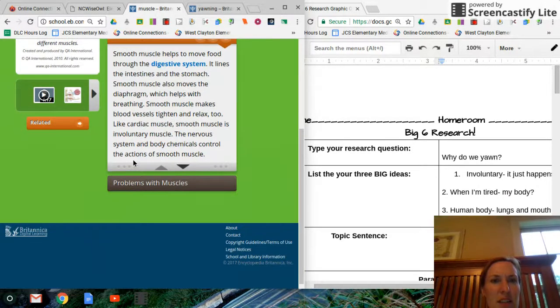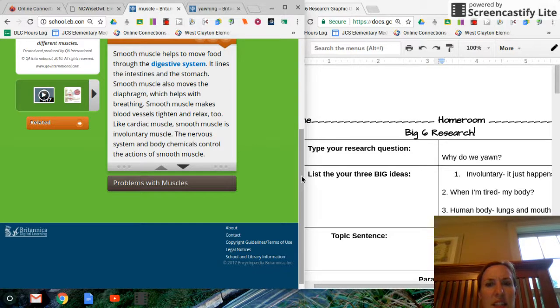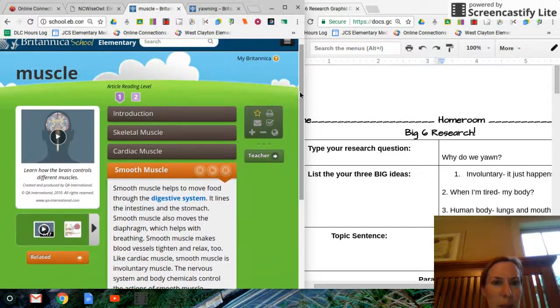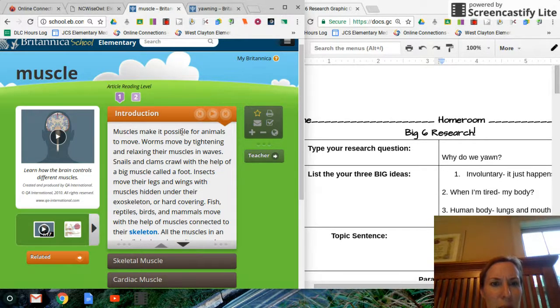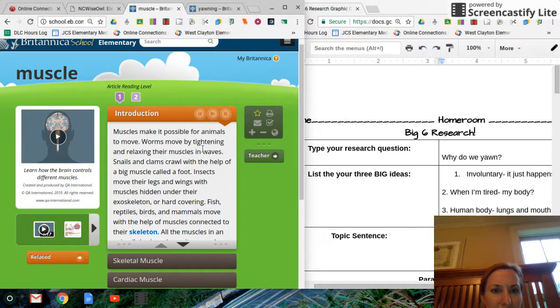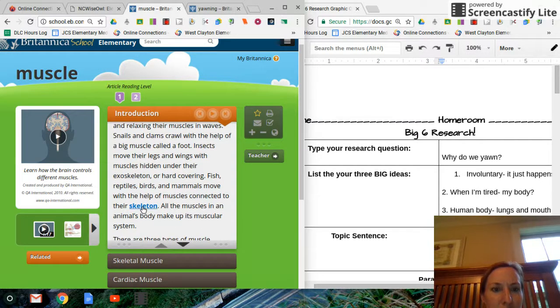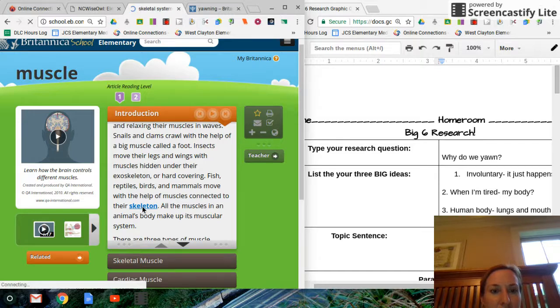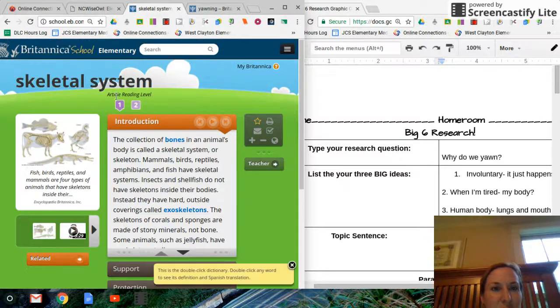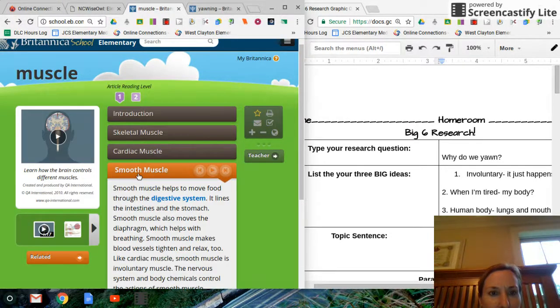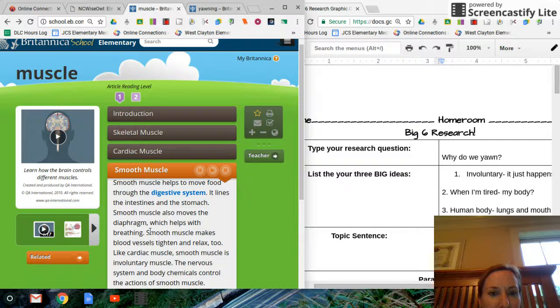All right. The digestive system. No, I don't want anything about my stomach. Let's look at this introduction. Muscles make it possible for animals to move. Worms move by tightening and relaxing their muscles in waves. Snails and clams crawl with the help of a big muscle called a foot. Blah, blah, blah. Oh, I see a bold word. I can click on that. That'll take me somewhere. Skeletal system. No, that's not going to help me. Let me go back. And I still want to know about this involuntary thing.